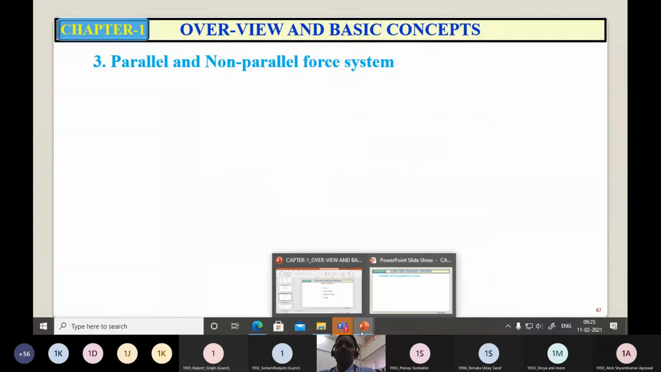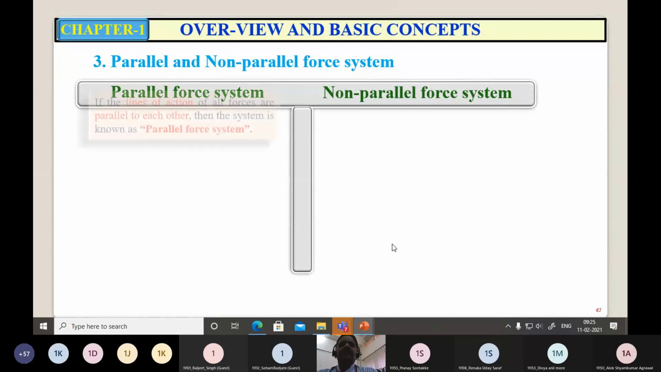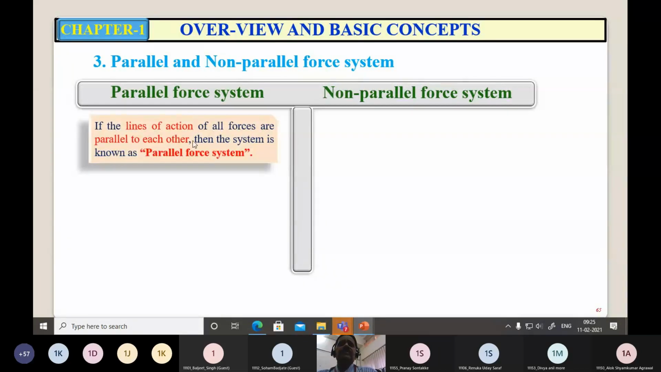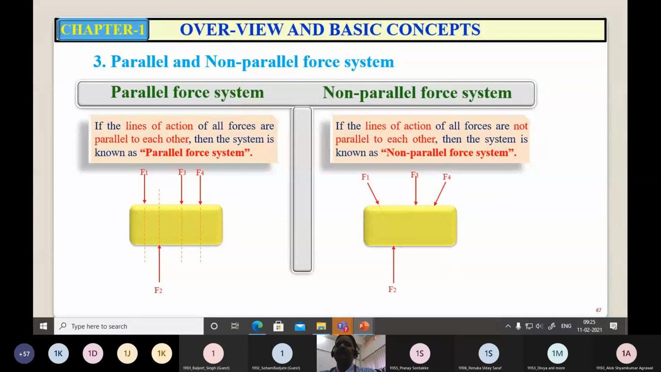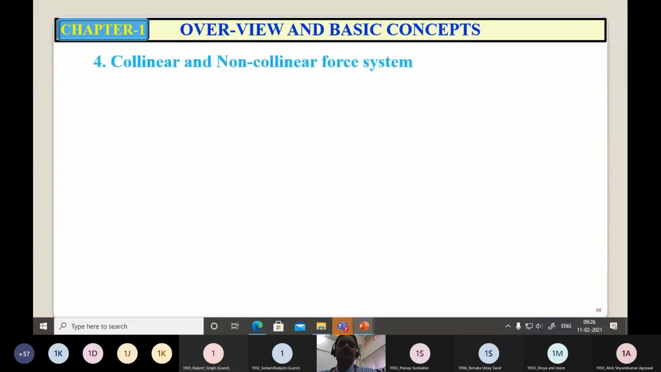Parallel and non-parallel force system. If the lines of action of all forces are parallel to each other, then that system is known as parallel force system. If the lines of action of all forces are not parallel to each other, then that system is known as non-parallel force system. Now see here, a body is subjected to a system of 4 forces, but the lines of action of all these 4 forces are parallel to each other. So it is known as parallel force system. Here, the lines of action are not parallel to each other, so it is non-parallel force system.